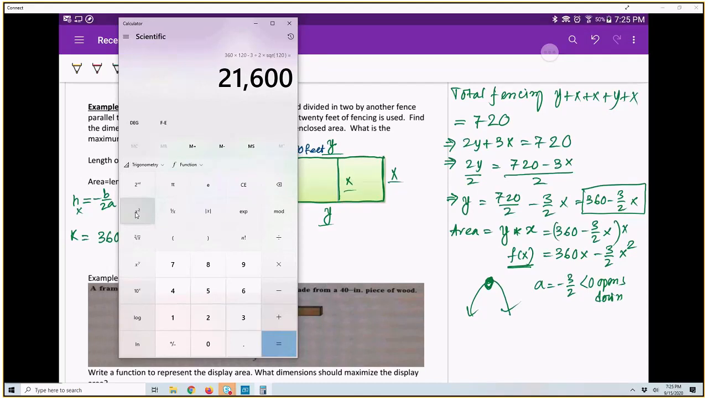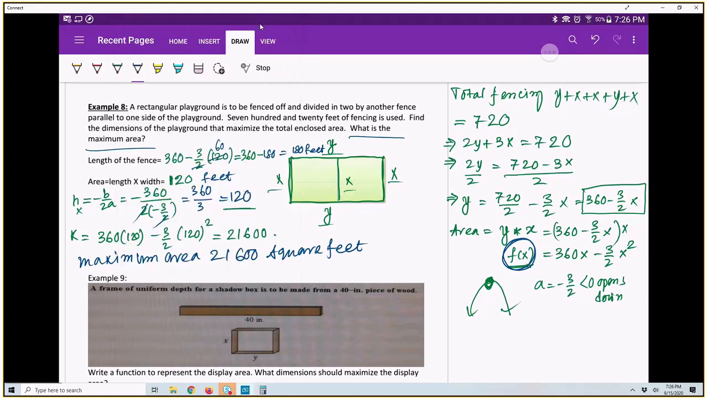And the final question is asking you for the maximum area. Maximum area will be the maximum value for f(x), which is the k value. So we'll say maximum area is 21,600 square feet. So let's see what we have done so far. As we have talked about, I just said the width is 120 feet.